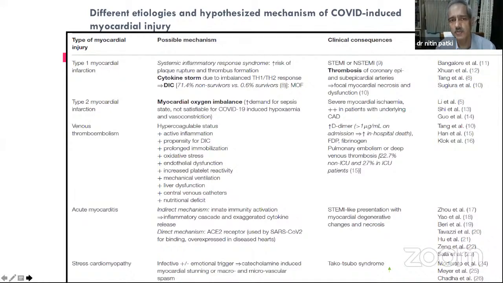As we discussed, coronary oxygen demand supply mismatch, and obviously there is a lot of talk on increased thrombogenicity, which can cause.